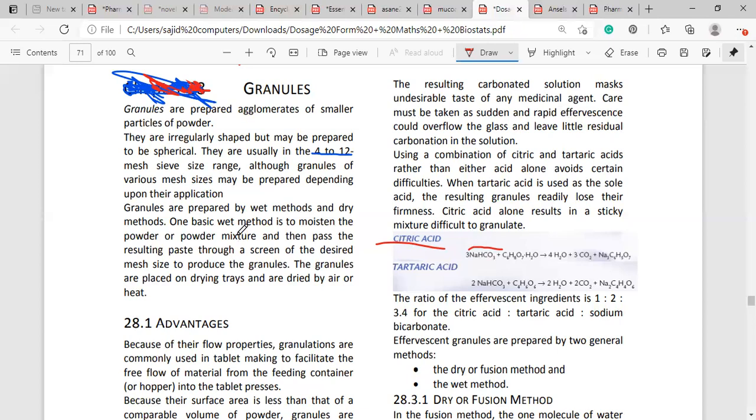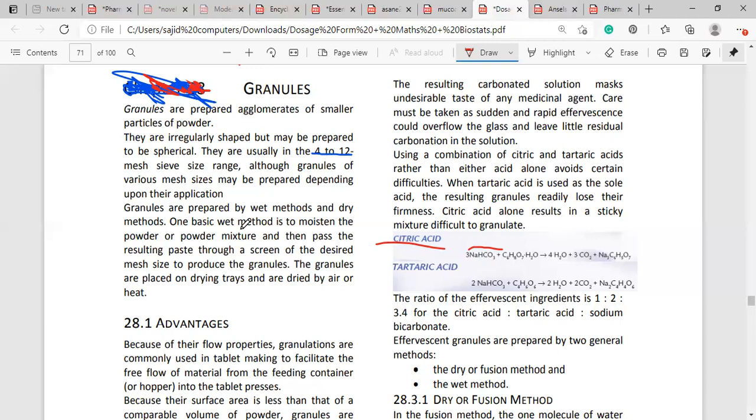So students, one of the basic methods for the preparation of granules is the wet method, in which the whole powder mass which is to be converted into granules is wet with a liquid, which is called the granulating liquid, or you can also use simple water. It will depend on the nature of the powder and the active ingredient in that powder, and which solvent is required for wetting. So granules are prepared by the wet method such that the powder mass is moistened with a liquid, and then this wet mass is passed through a screen of the desired size, and then granules are produced. These granules are then dried by tray dryers using air or heat.